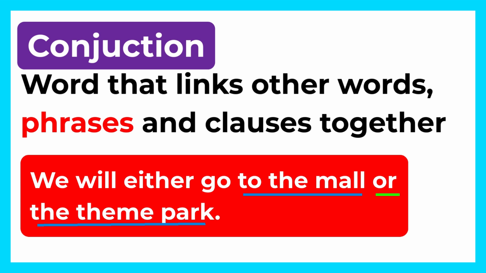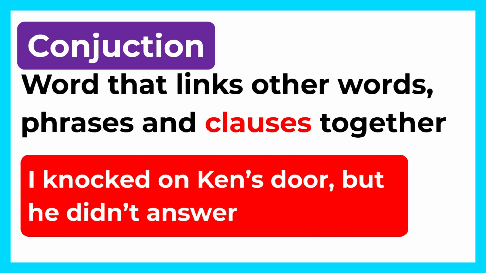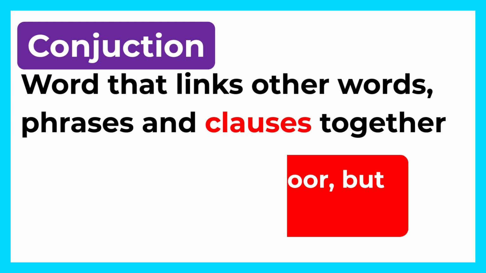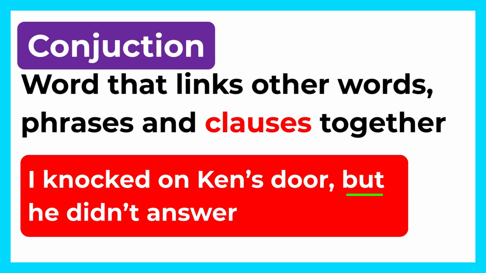An example of a conjunction linking clauses is I knocked on Ken's door, but he didn't answer. The conjunction in this sentence is but. It links the clauses I knocked on Ken's door and he didn't answer.